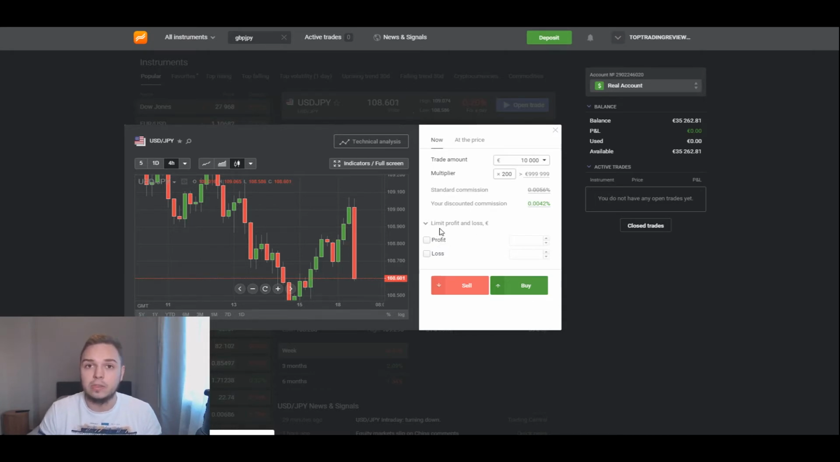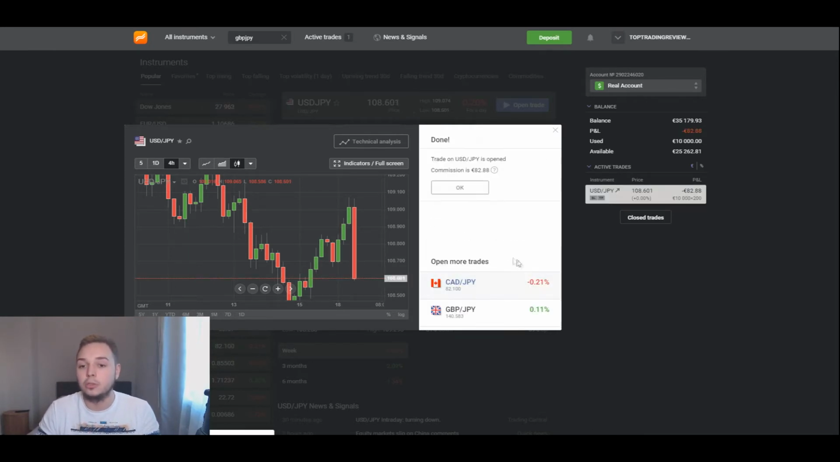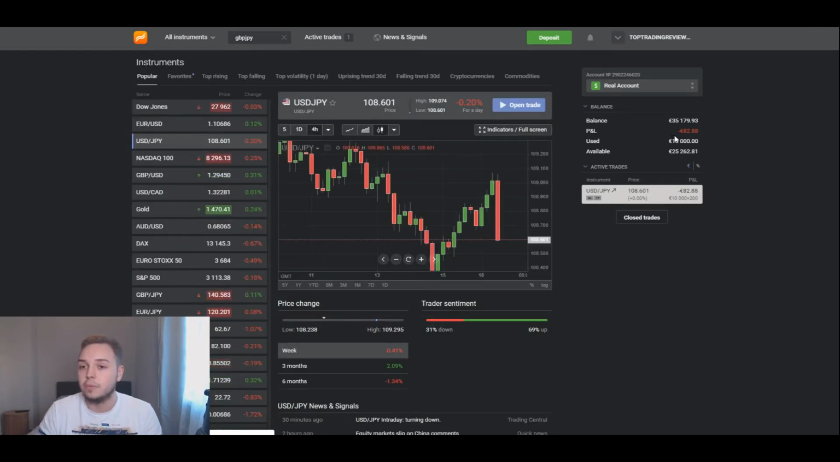I looked at the news. There's not gonna be much volatility in the market anyway. There's not much news. All the news is over. So hopefully nothing unexpected happens that it just drops suddenly 500 pips or so and wipes out my account balance. It's very risky, I know, but trust me, I do this all the time. So USD/JPY has now been placed.